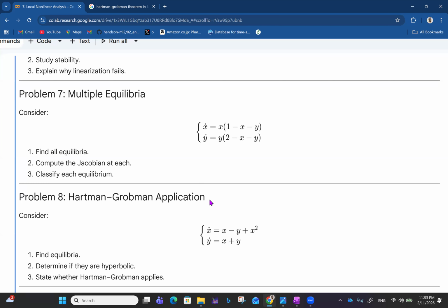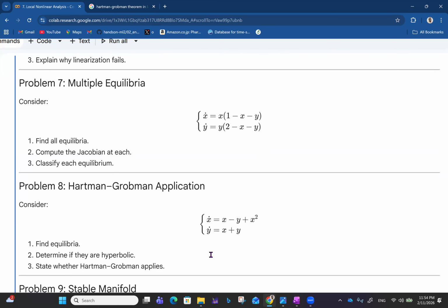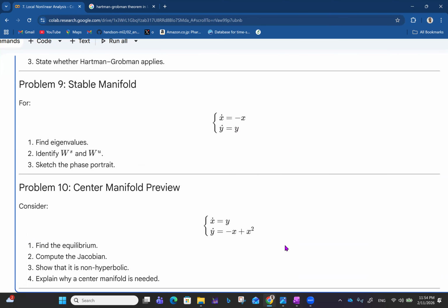Then you have the Hartman-Grobman application. Consider this, find equilibria, determine if they are hyperbolic, state whether Hartman-Grobman applies. So this shows you that linearization is a very good approximation for a system, but if you find any equilibrium point that is 0 or purely complex, then Hartman-Grobman cannot apply in that case.